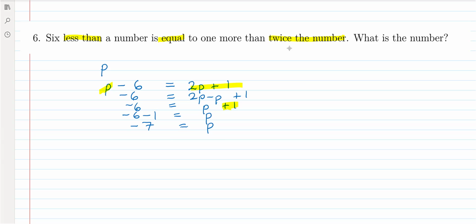So that is the answer. That is fine to write it like that, or you can also write it this way with p on the left hand side. p is equal to minus 7.